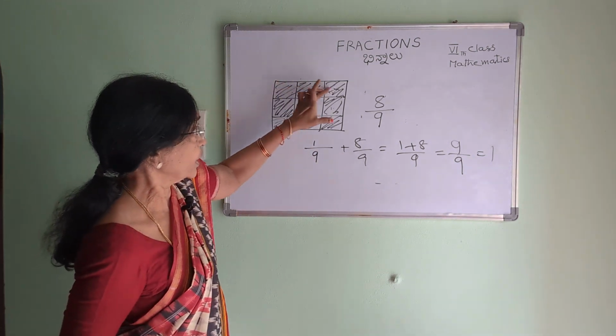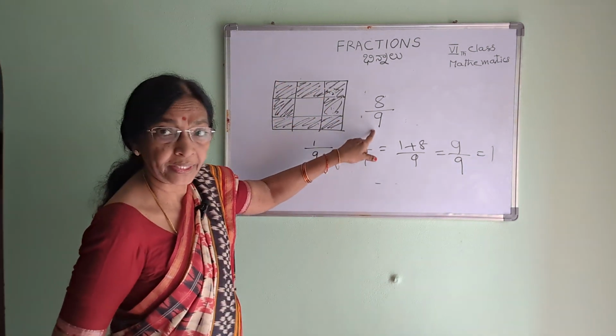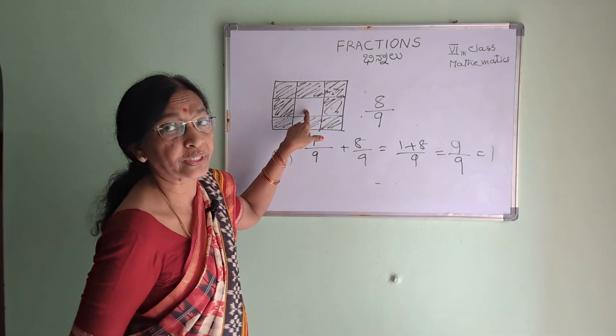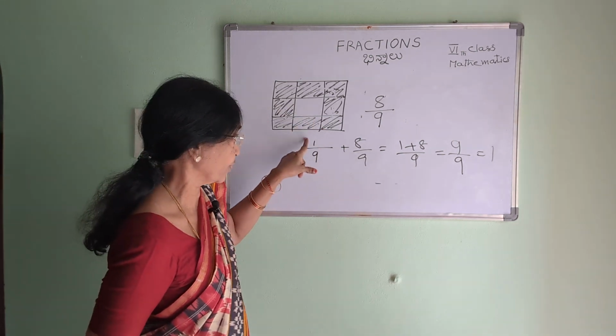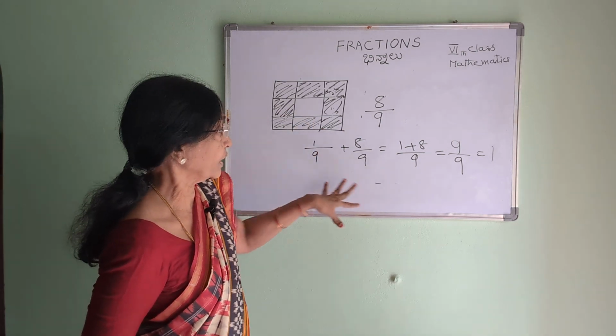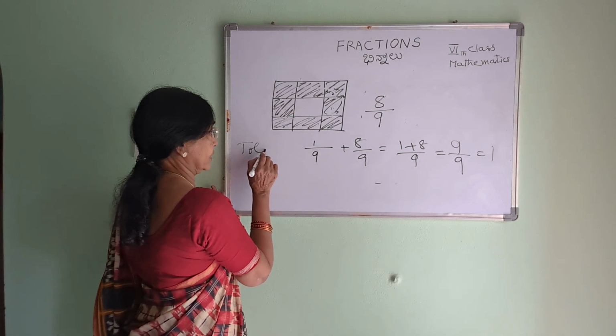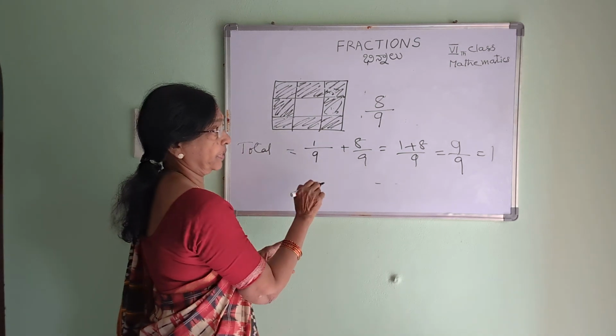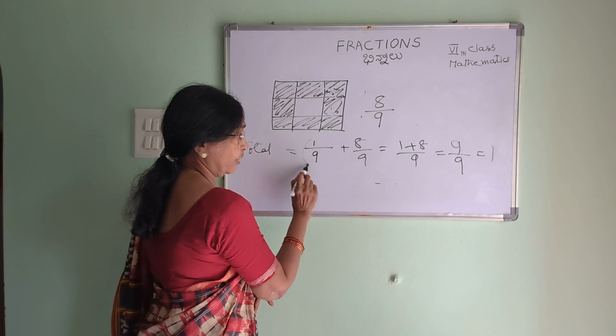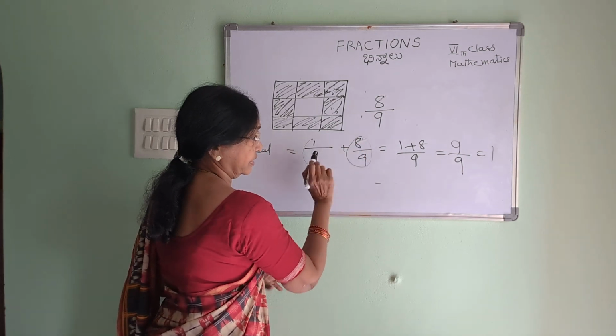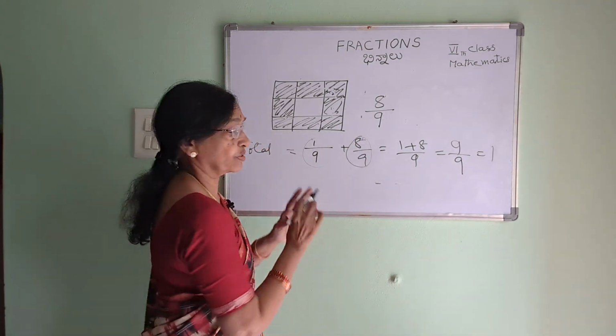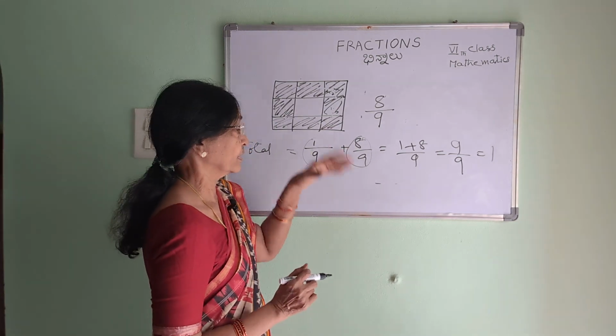That is, the shaded portion is 8 by 9. The remaining portion which is not shaded is 1 by 9. The total is 1 by 9 plus 8 by 9: not shaded, shaded. Total is this 1. So it's okay.